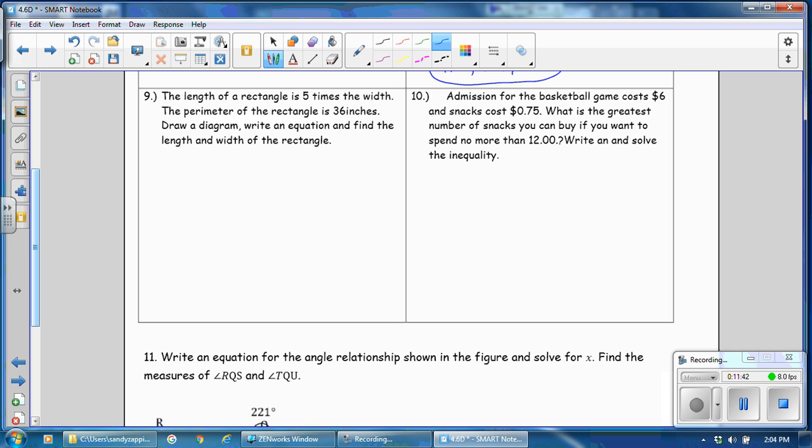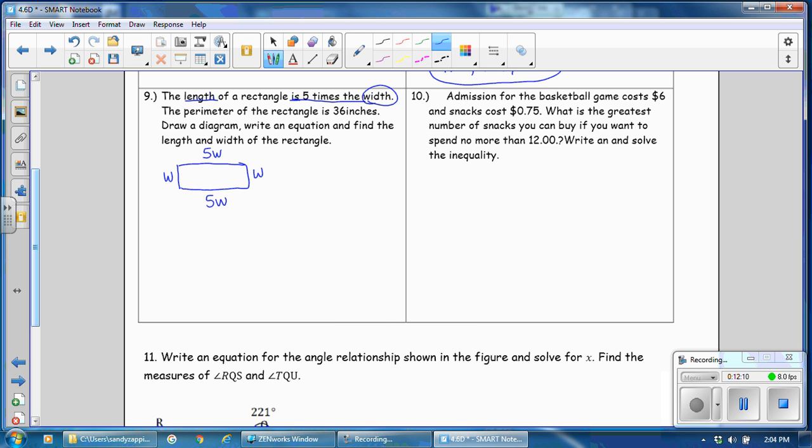Number 9. The length of a rectangle is 5 times the width. The perimeter of the rectangle is 36 inches. Draw a diagram, write an equation, and find the length and the width of the rectangle. It says the length is. That means your width is the complete unknown, so we'll use a W for width and relate the length to the width. The length of the rectangle is 5 times the width. To write 5 times the width, we write 5W.